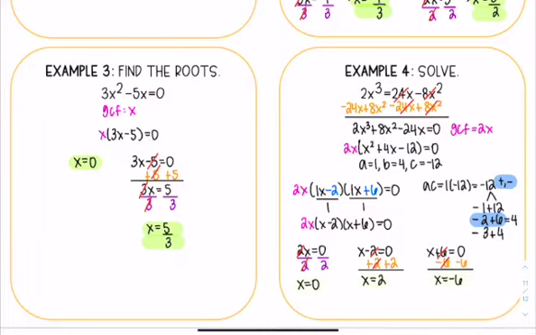So this time we got 3 solutions: negative 6, 2, and 0, whereas in the other ones we only got 2 solutions. The reason for that is that in example number 4, the degree of the polynomial was 3 because x was raised to the third power. In the other ones, the degree was 2, so we got 2 solutions. Where in example 4, we have 3 solutions for a degree 3.